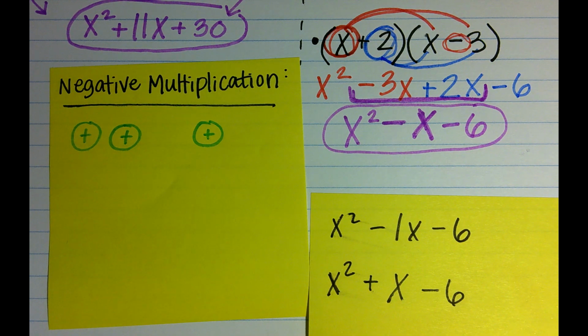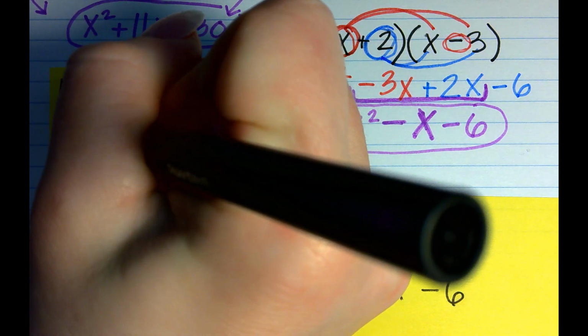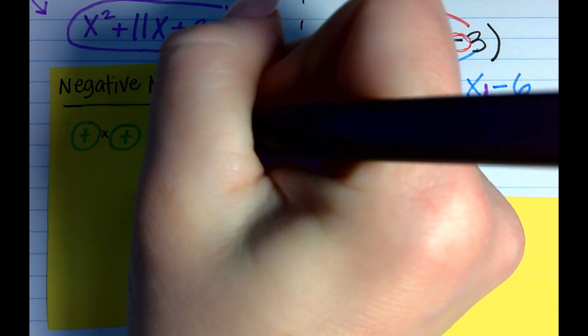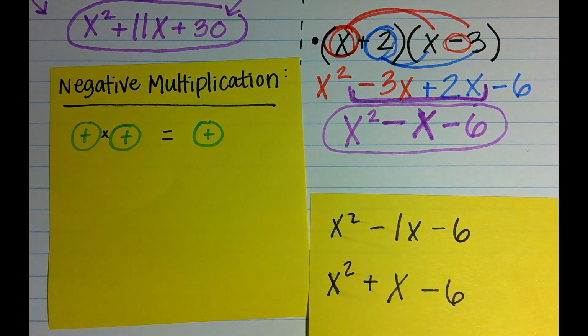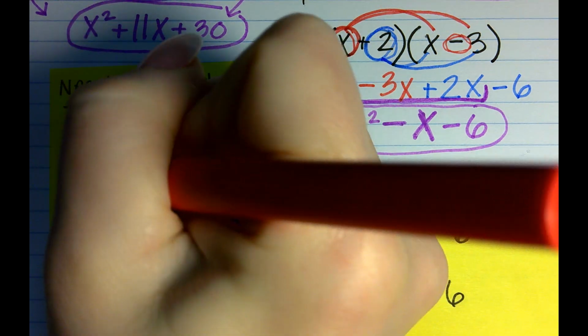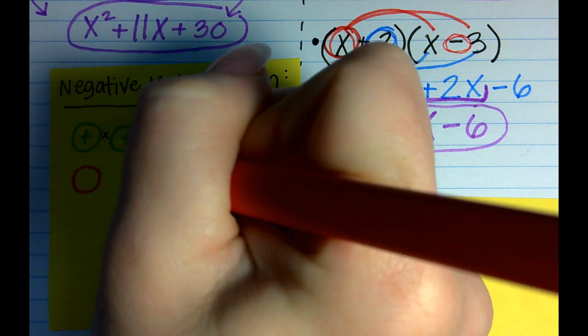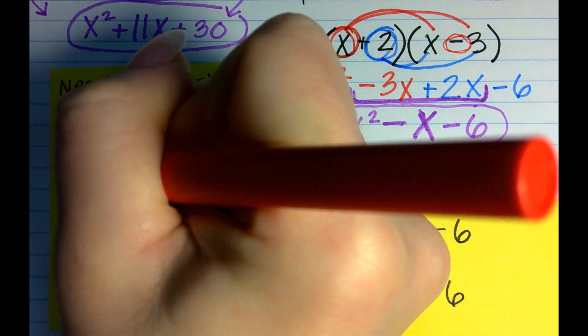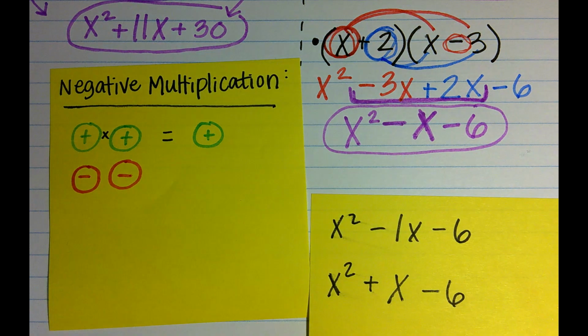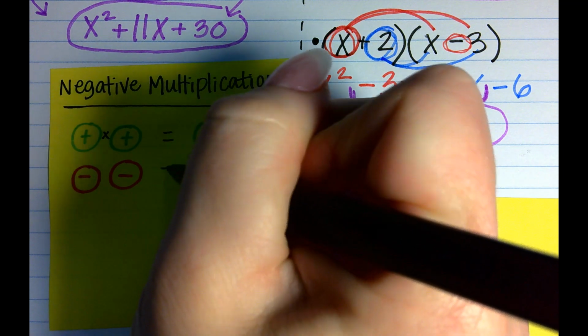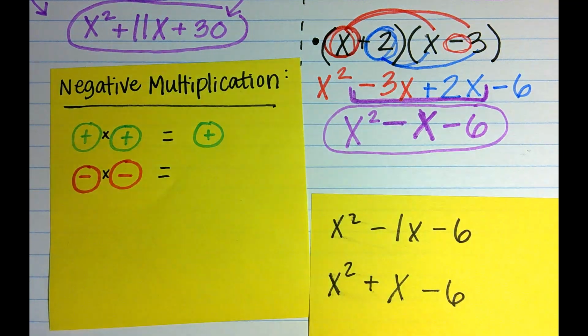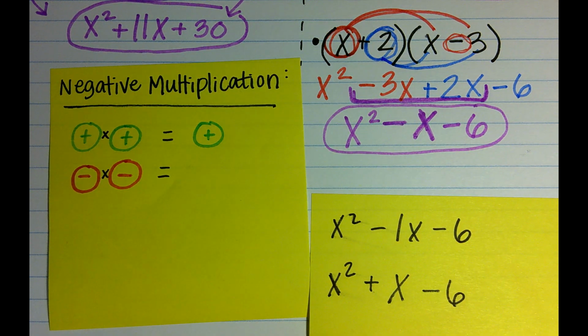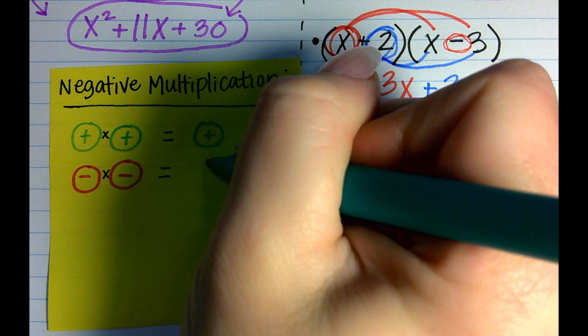If I do a negative number times a negative number, this one's a trick question. Don't think too hard about it. What kind of answer do I get? A positive again.